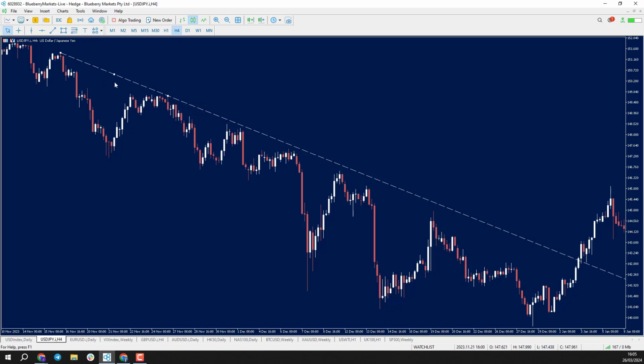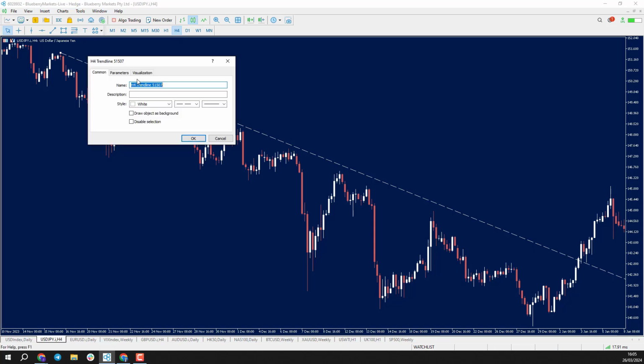Now, if you want this to ray out, which is something that I would suggest that you do to make trend lines a little more accurate, they are subjective pieces of technical analysis, but if you want to make a longer, more accurate area for your trend line, what you want to do is right click, come to properties, and if you go over to parameters, it will say ray right. You need to click onto that.